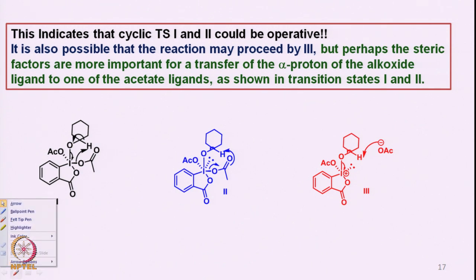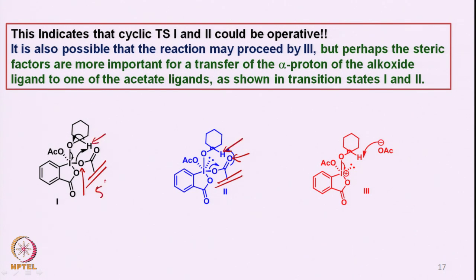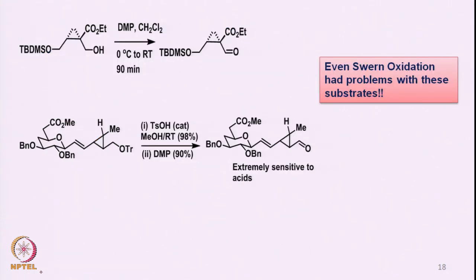So basically what is happening is this acetate group here or this acetate group here allows the abstraction of a proton, whether via this oxygen over here, this oxygen, that allows the removal of the proton here via a 5 member transition state or a 7 member transition state. This is exactly what they are saying here: alpha proton of the alkoxide ligand to one of the acetate ligands as shown in transition states 1 and 2. And because of the experiments that suggest that sterically hindered cholesterol reacts slowly compared to the non-sterically hindered alcohol such as cyclohexanol, these cyclic transition states involving intramolecular hydrogen bonding are introduced.